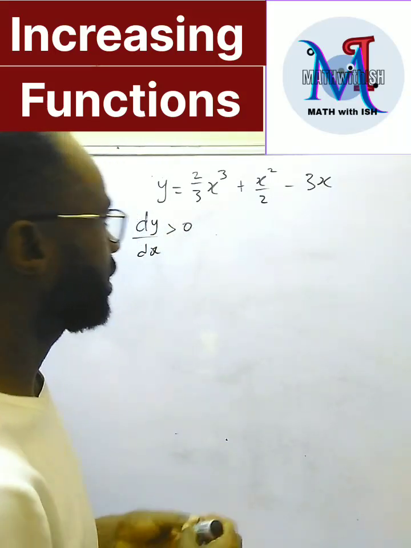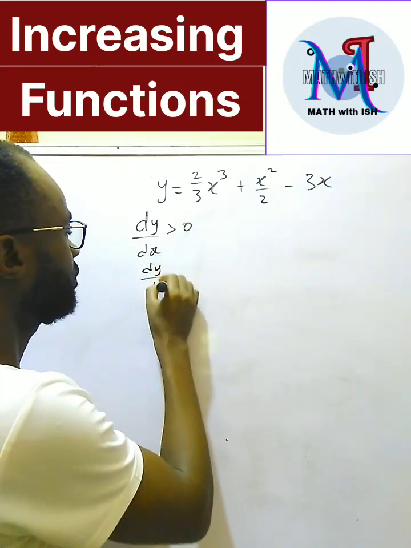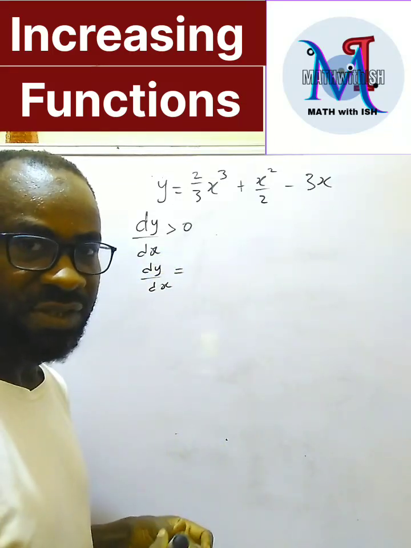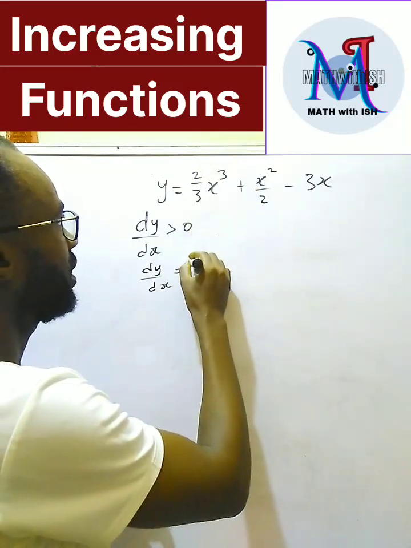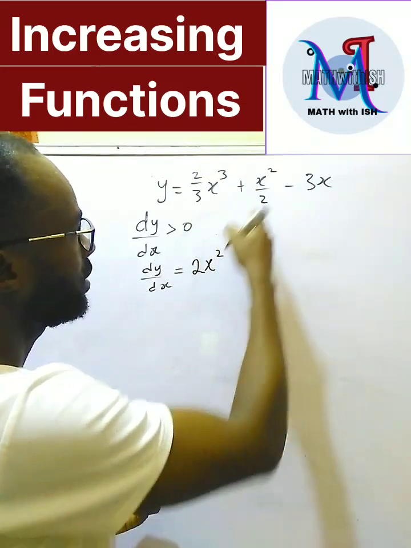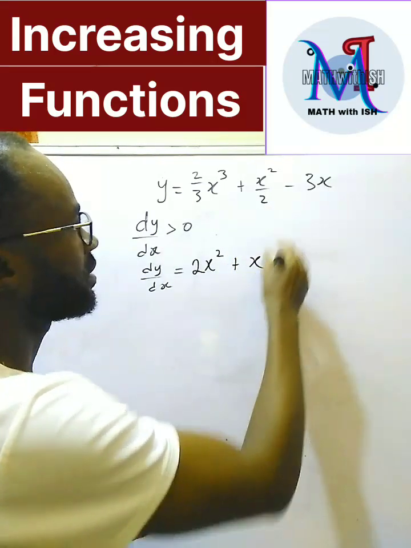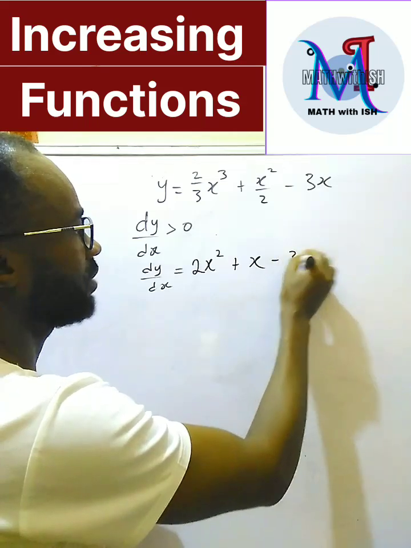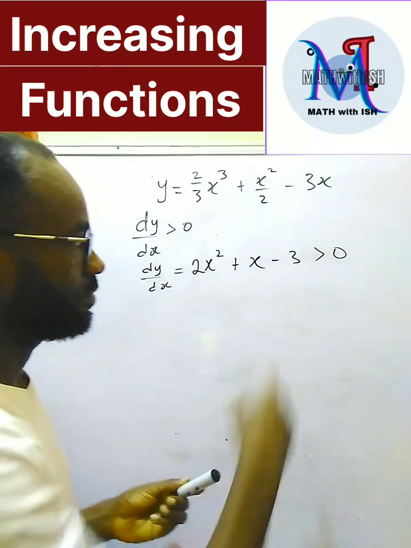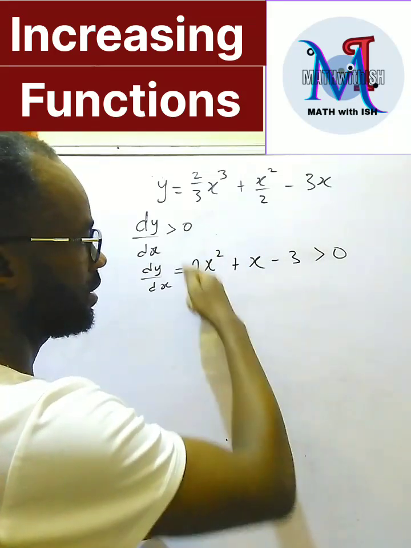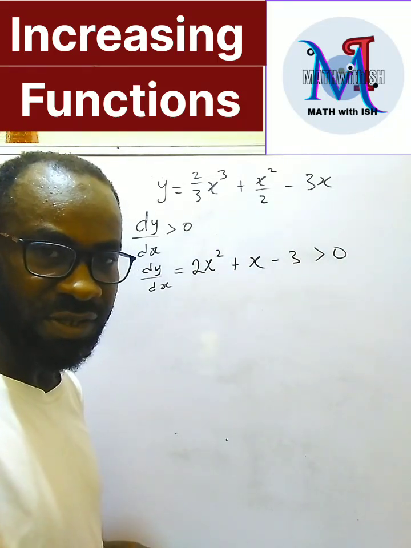So let's go ahead and get our dy/dx, which is the first derivative of this. If I differentiate this, I'm going to have 2x squared. If I differentiate this, I'm going to have x. If I differentiate this, I'm going to have 3. So greater than 0 for an increasing function. Now this has given us a quadratic inequality.